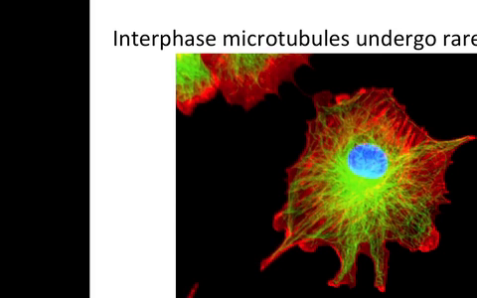Interphase microtubules undergo rare catastrophe. So they're growing and shrinking, but they undergo rare catastrophe. So what kinds of regulatory proteins are likely to be bound to interphase microtubules? This is actually a great review for the exam. What do you think is going to prevent catastrophe of microtubules in interphase?